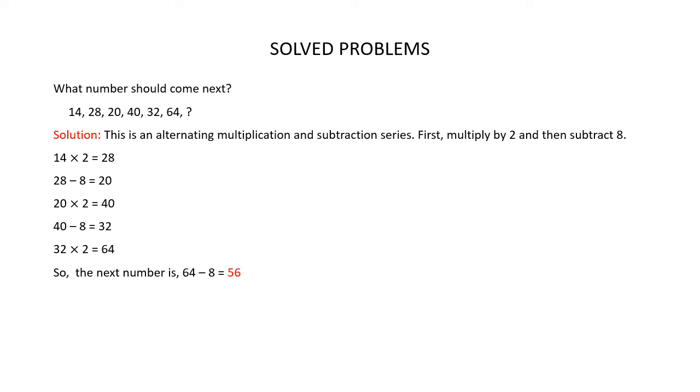So 14 multiplied by 2 is 28. When you observe these numbers, you'll notice that 14 multiplied by 2 is 28. And then the next number is 20. So 28 is not multiplied by 2. 28 minus 8 is 20. So the pattern here is first you have to multiply by 2 and then subtract 8.